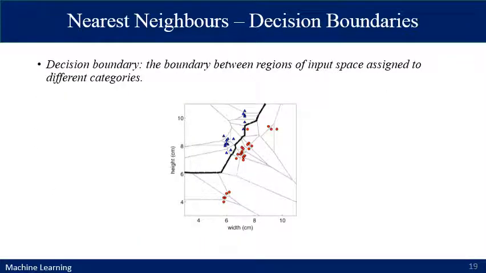So nearest neighbor also defines decision boundaries, the boundary between the regions of input space assigned to different categories. For example, these nearest neighbors are classified as positive examples and the red dots are classified as negative examples, and the boundary between the regions of input space specifies the distance between different classifications or different categories.